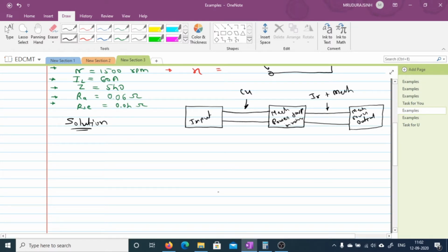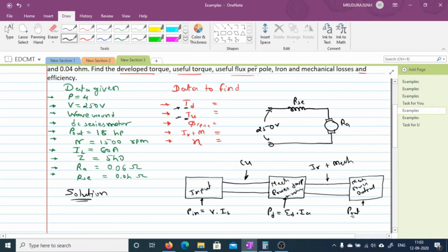Now let me tell you, power developed at this stage is identified by PD, and the equation for this is ED into IA. Power at this stage is actual output power, and power at this stage is actual input power. This input electrical power can be written as supply voltage into load current. This power is power developed, PD is equal to ED into IA, and this is actual mechanical output power.